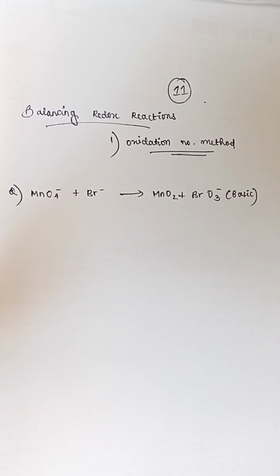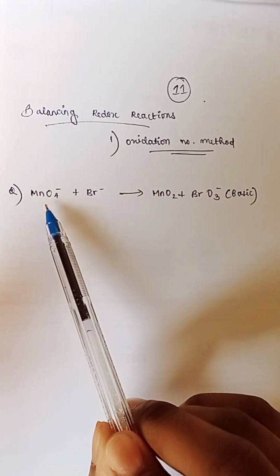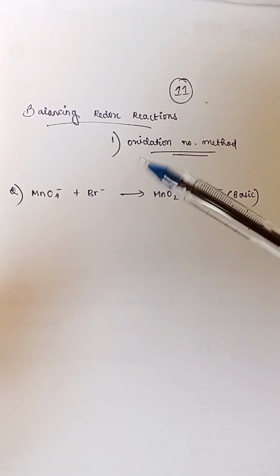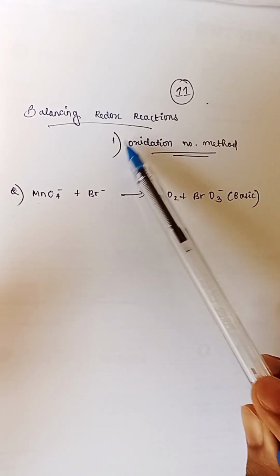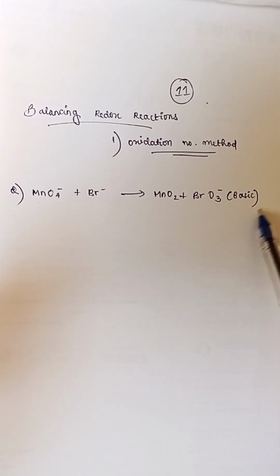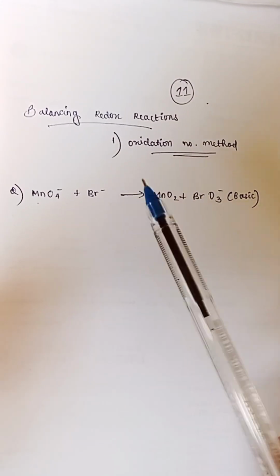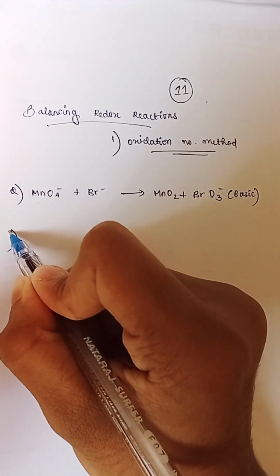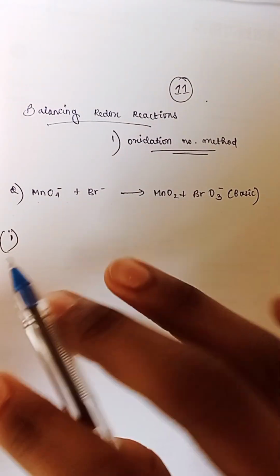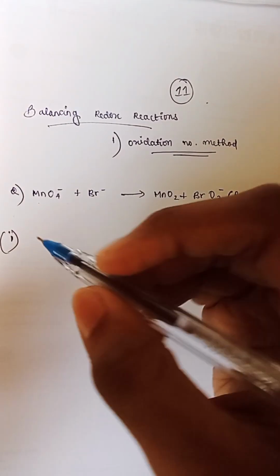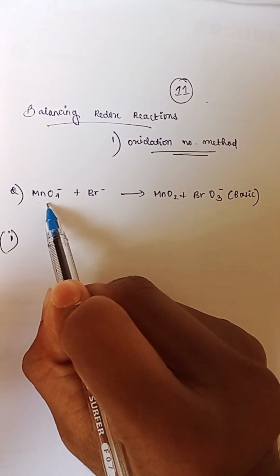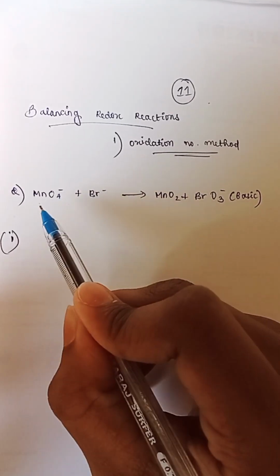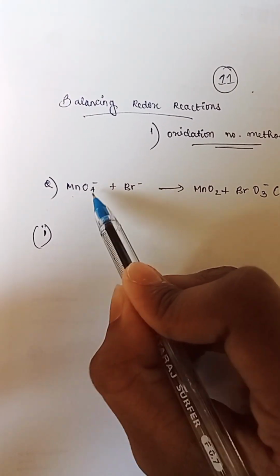The first step that you have to do is find out all the missing oxidation numbers. If you have checked my previous video on all the oxidation numbers needed for this chapter, it will be easier for you. So note that down first and then come to this video. Step number 1 is to find out all the oxidation numbers. In MnO4 minus, you need to find the oxidation number of Mn.